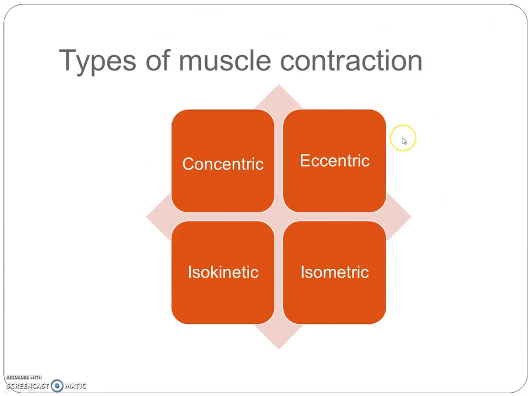Now we can move on to the different types of muscular contraction. As you can see, there are 4 types of muscular contraction. There is concentric, eccentric, isokinetic, and isometric muscle contractions.